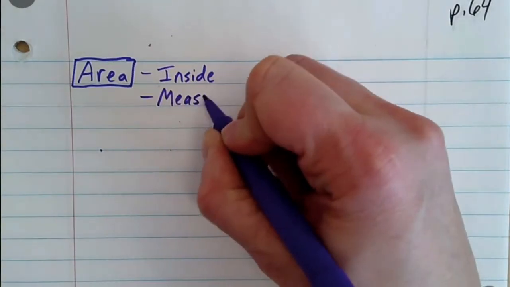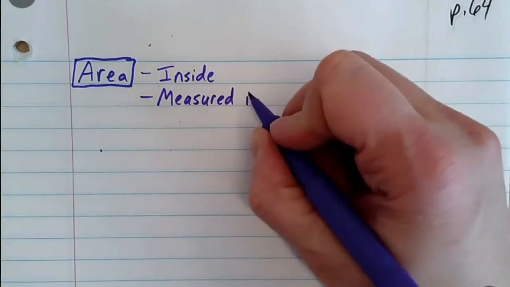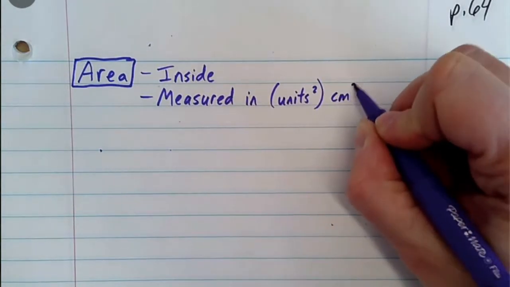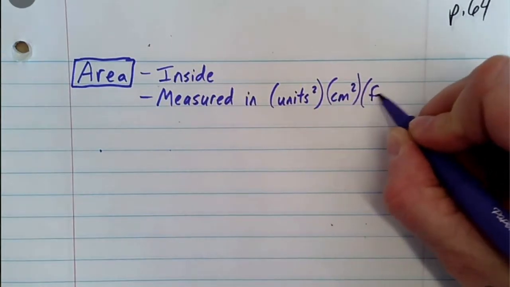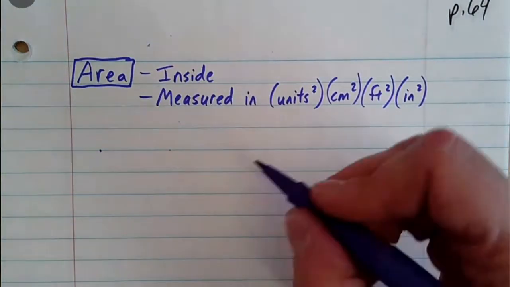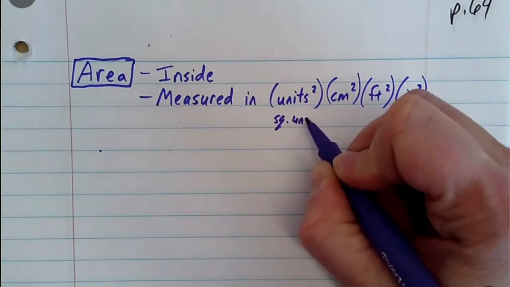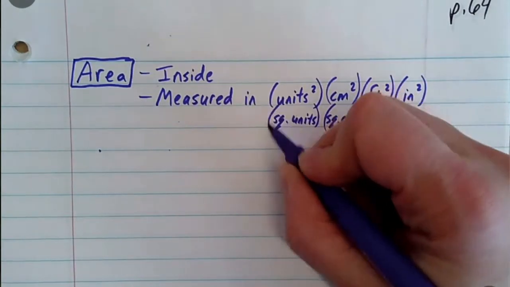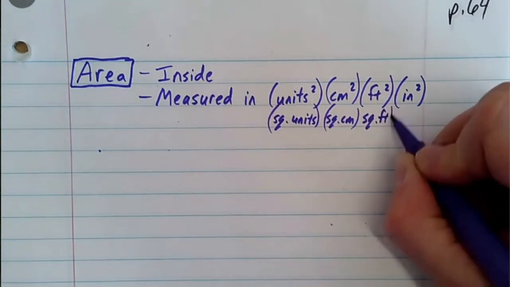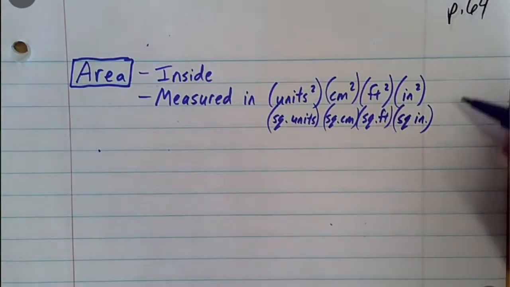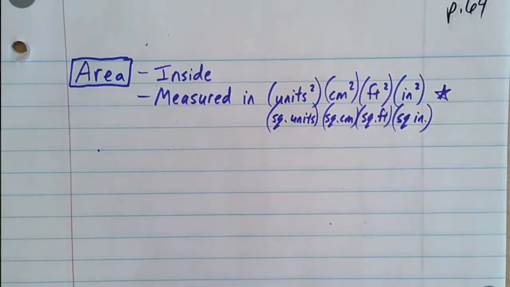Area is measured in, we call them units squared. We call them centimeters squared, feet squared, inches squared. Some people will call this square units, square centimeters, square feet, or square inches. They are the same thing. The most common one is the first set that I gave you.